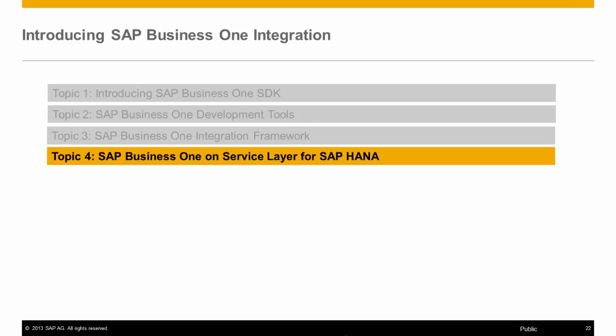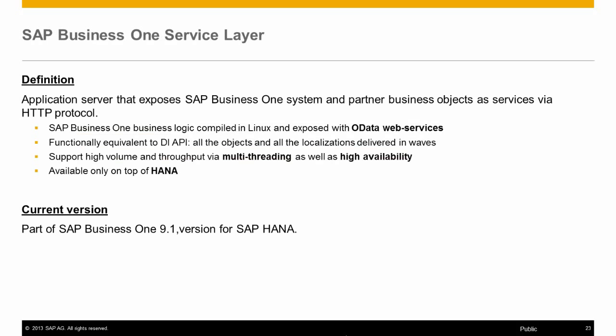Let's have a look at the newest integration with SAP Business One and SAP HANA, the service layer. The SAP Business One service layer is specific to SAP HANA and is a new integration solution for SAP Business One. The service layer exposes SAP Business One objects like in the DI API that we covered earlier, but using HTTP and OData, or Open Data Protocol, web services. In this way, SAP Business One business logic is exposed via OData and compiled in Linux. The service layer supports high volume throughput as well as multi-threading capabilities. Currently, as stated, the service layer is only available for SAP HANA.